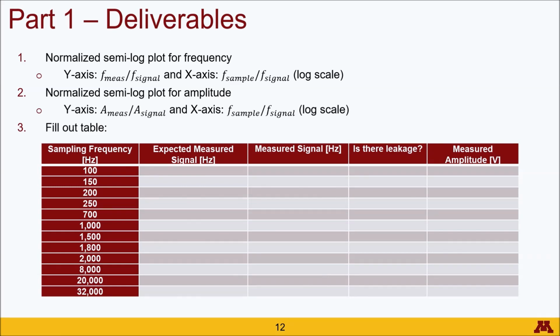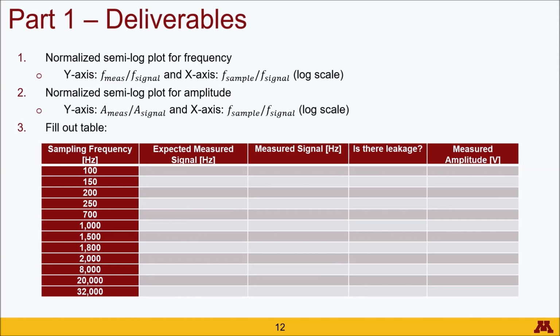For part 1, we have 3 deliverables. First one is a normalized semi-log plot for frequency, and you'll want to set this to a log scale because you'll have a lot of clumped up values on the really low end and then a few stray values on the higher end, and so this will allow you to more evenly space those data points.